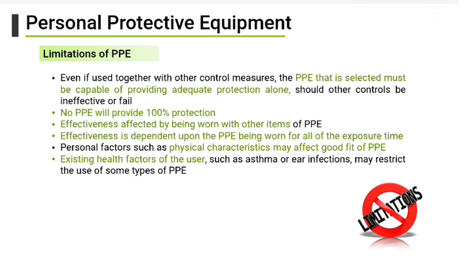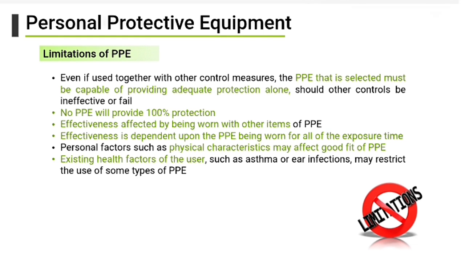Personal protective equipment, PPE, has certain limitations that individuals and organizations must recognize. Not a sole solution. PPE should be capable of offering sufficient protection on its own if other control measures are ineffective or fail. However, it is not meant to replace other safety measures. Not 100% protection. PPE, even when used correctly, will not guarantee 100% protection. There may still be some level of risk involved.